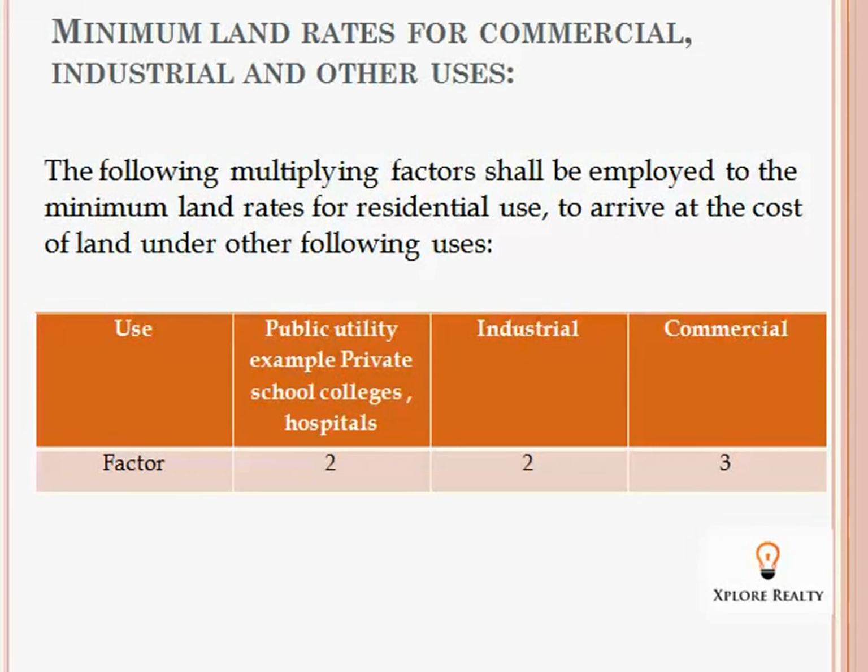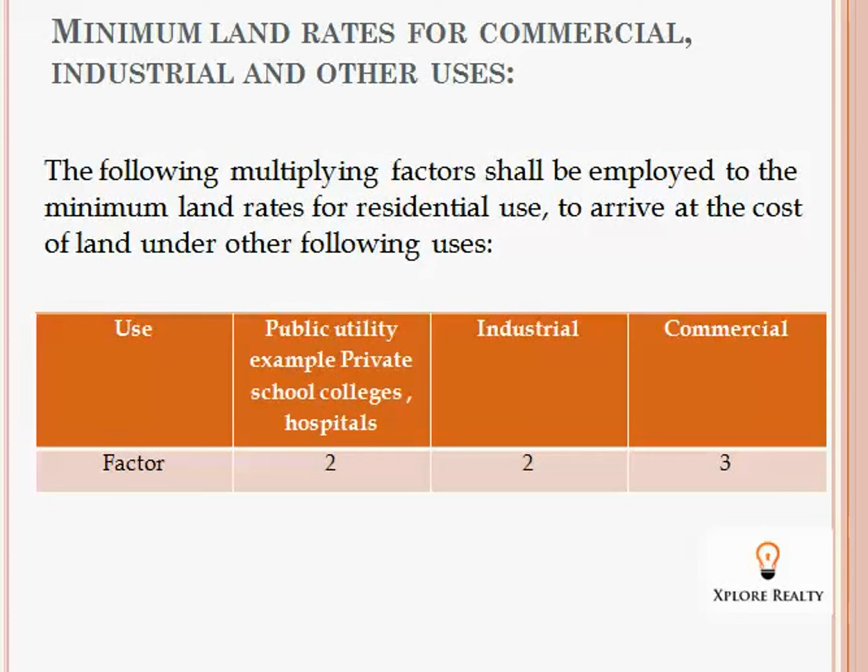In order to calculate circle rate in commercial, industrial and other public utility sector, a simple multiplication factor is applied to the minimum land rate for residential use. For example, if there is a commercial unit in A category, then you have to multiply 7,74,000 rupees by 3. So the circle rate in A category for a commercial use property is 23,22,000 rupees.